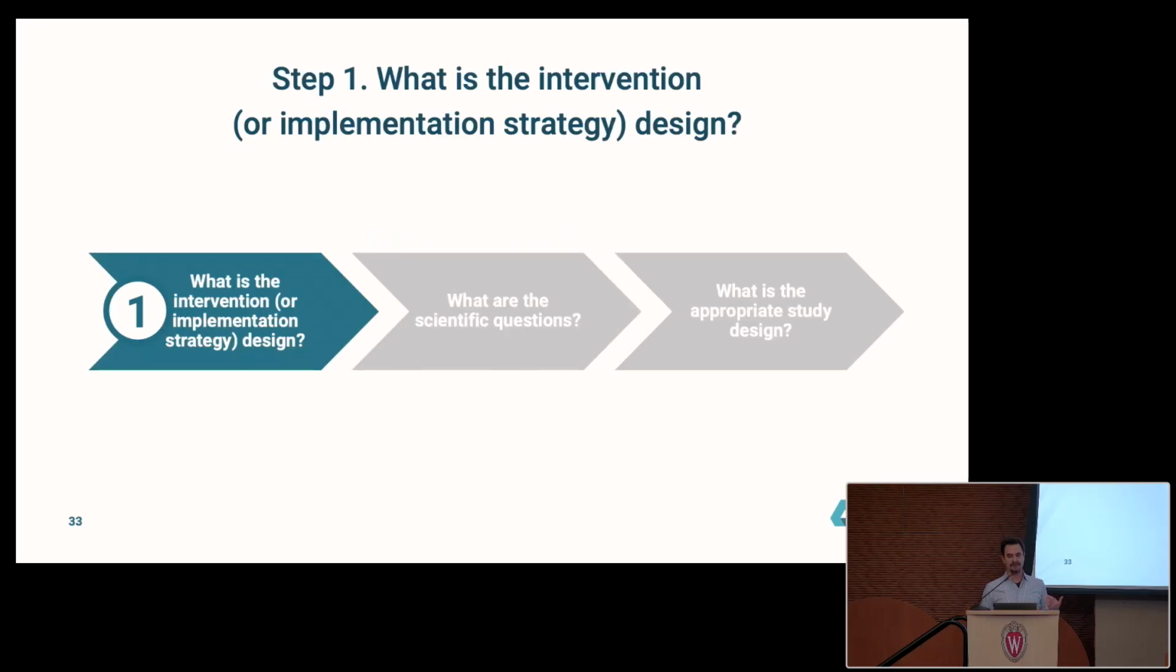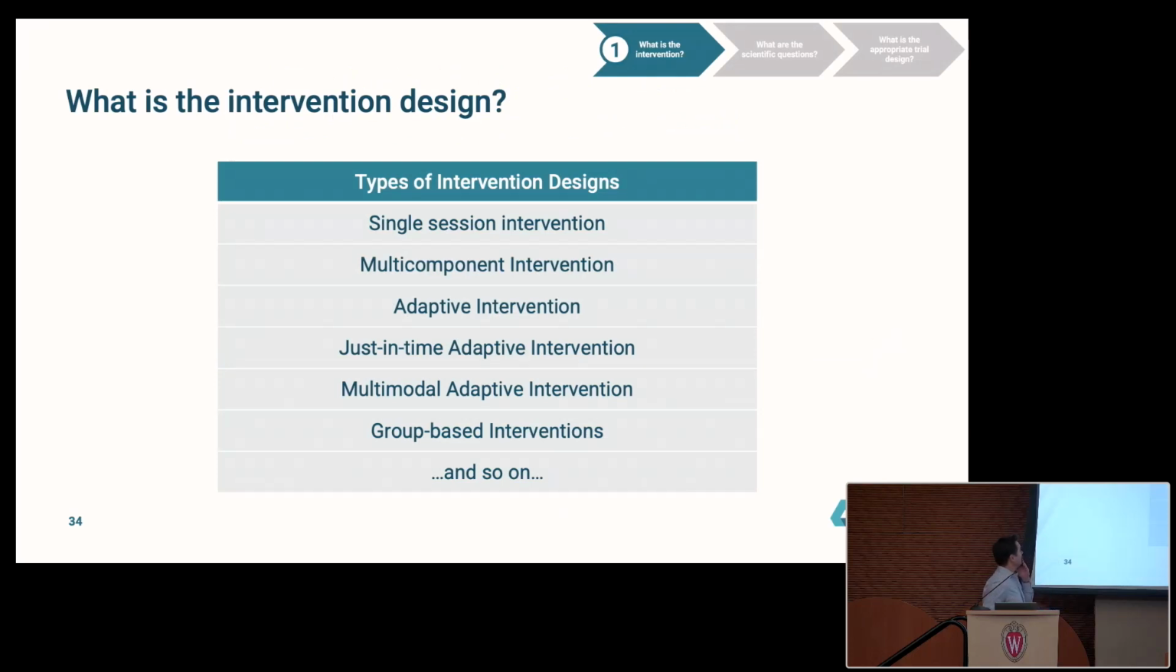What I'm going to do real quick is walk you through a couple slides in each of these 3 buckets. It's going to take me 3 minutes, but it might generate questions. Like, what is the intervention design? Some of you guys are wondering. We now have single session interventions, multi-component interventions. Well, all of them really are. Adaptive interventions. We have just-in-time interventions. We have multimodal adaptive. We have group-based interventions, and so on, right? There's a list of categories. This is what I mean by step 1: which one am I going to be doing science in? Which one am I focusing on, and what does it look like in the real world? Not what does it look like when a researcher delivers it.